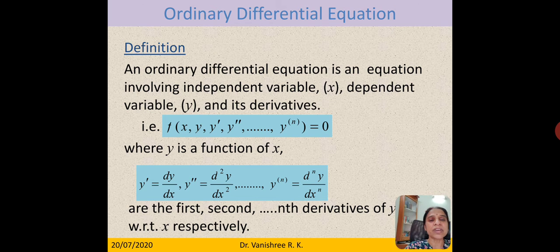You can see in this equation, x is known as the independent variable because x does not depend on anything, whereas y, which is a function of x, depends on x, therefore y is a dependent variable. Then we have y dash, y double dash, and so on, which are nothing but the first, second, etc. and nth order derivatives of y with respect to x. If you have such an equation, it is known as an ordinary differential equation. So this is all about ordinary differential equation.